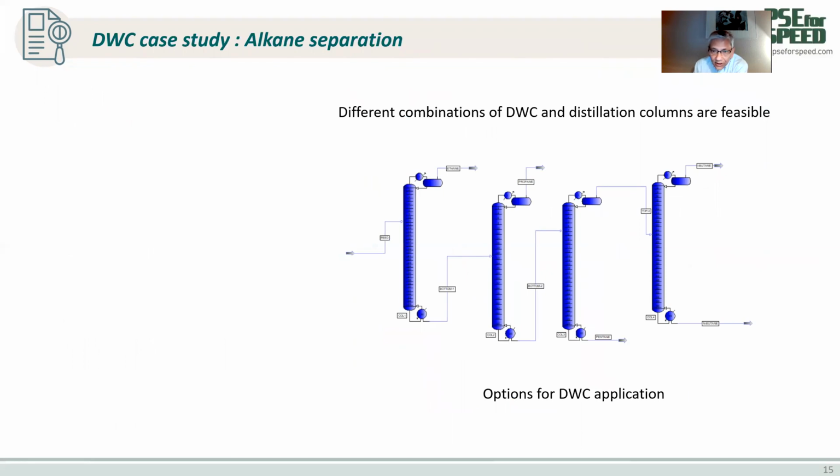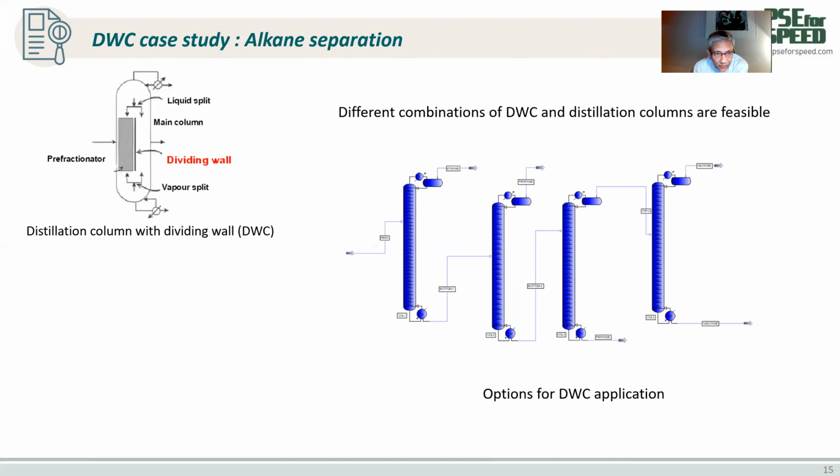So our original optimal flow sheet, for purposes of comparison with a dividing wall column, is shown here: there is a prefractionator and a dividing wall column, and then the main column. And the connection between the prefractionator and the main column is that some of the liquid from the main column is split and sent to the prefractionator, and from the bottom some of the vapor is also split and goes into the prefractionator. So the prefractionator in this way does not need a reboiler and a condenser.